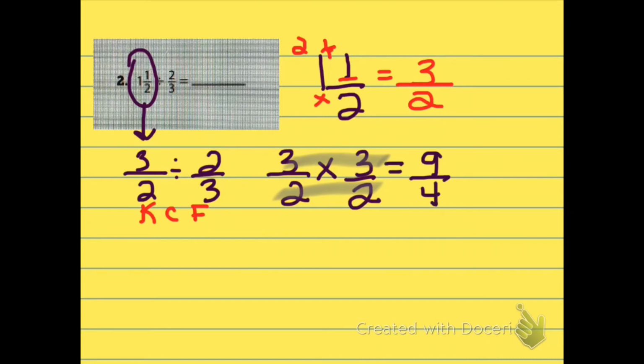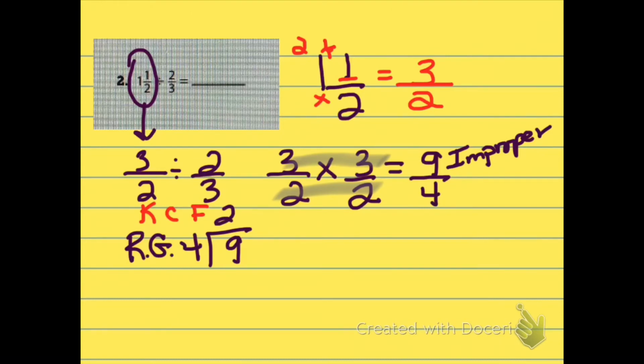Okay, so now we have an improper. We must regroup. That means when we regroup, I'm going to abbreviate that with RG, you put the numerator inside the house, keep it away from those bad people. There's 4 bad people. Let's see, 4 times 2 is 8. That gets you pretty close to 9. Subtract 8, you're left over with 1. Okay, remember, the guy on top is always your whole number.